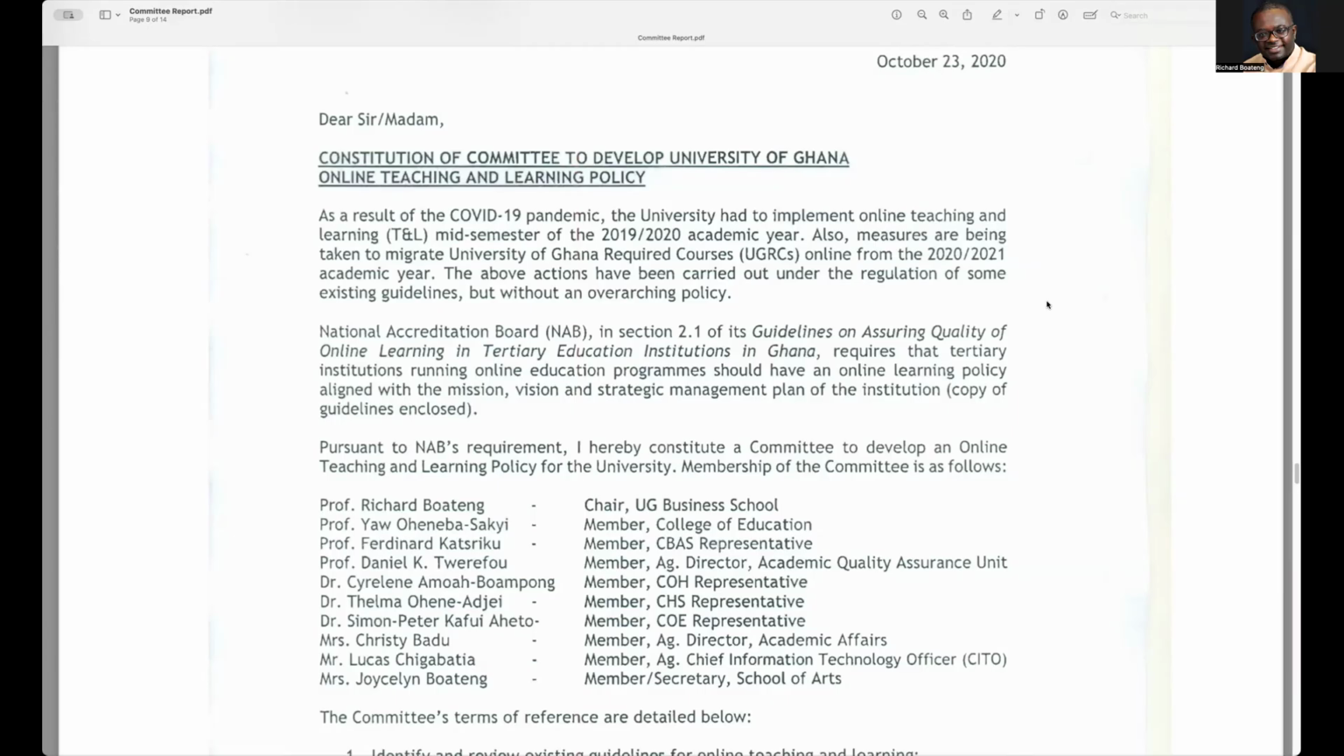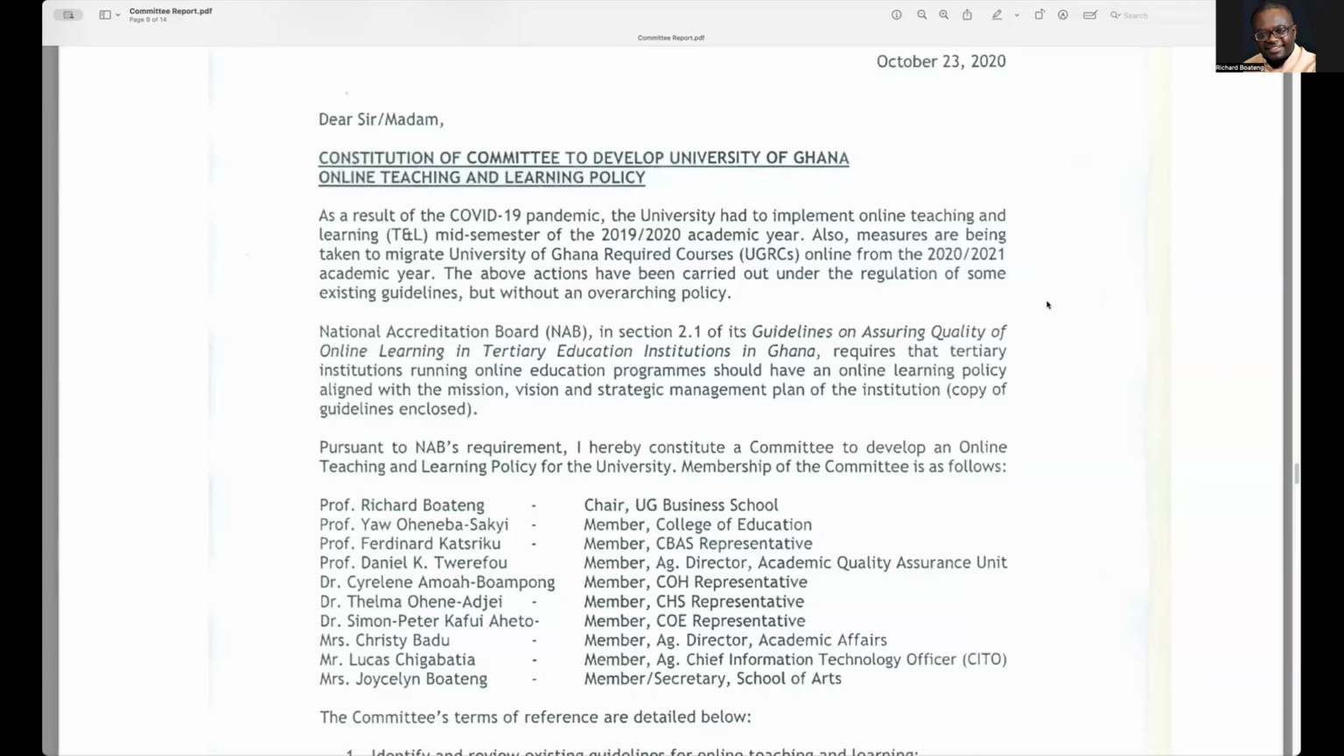So he will chair the committee. He's an information systems expert. Remember the information systems definition. Yao Sechi, who is an education expert, a professor, is there. Then Fernand Kacheku, who was then head of department or previous head of department of computer science, will also be the College of Basic and Applied Sciences representative. That's where computer science is. Daniel Trefort, who is a professor, is the director for the academic quality assurance unit. Because you are going online, academic quality will be important. You have to be there.